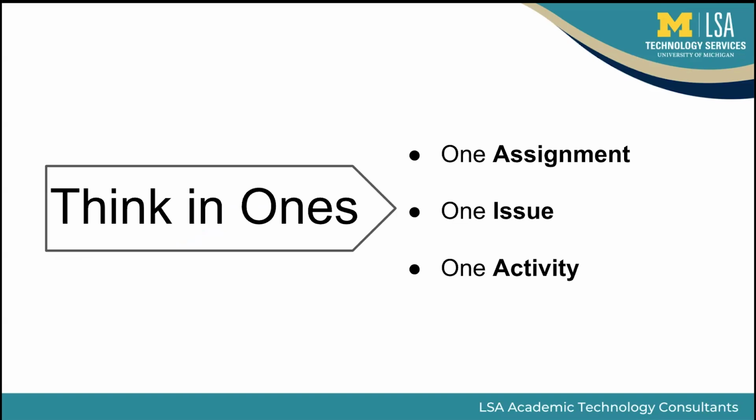Okay, so what we suggest here is to think in ones. If you have time to make some kind of change, think one assignment, one issue, one activity that you could either improve upon or add to make an impactful change to your course. I'm going to go into each one of those and what they might look like.